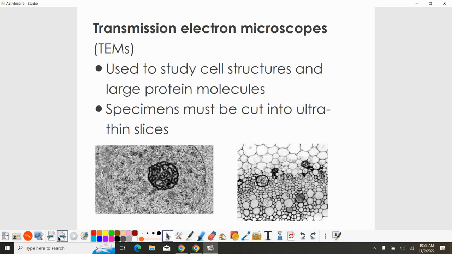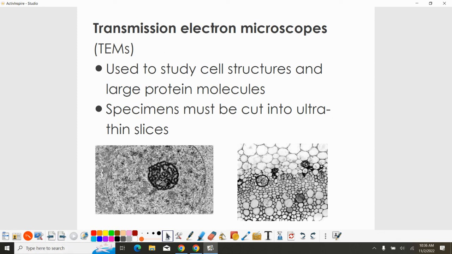There are transmission electron microscopes, TEMs for short. Transmission electron microscopes require the object being observed to be cut into very thin slices. Obviously, if you're taking something living and cutting it into very thin slices, it won't be alive when you look at it in the microscope. Like I said, you only see preserved specimens under one of these TEMs.